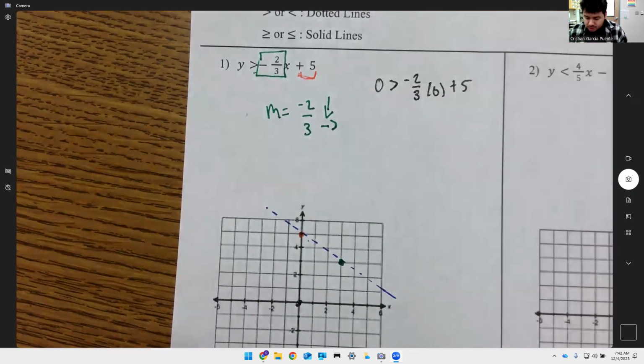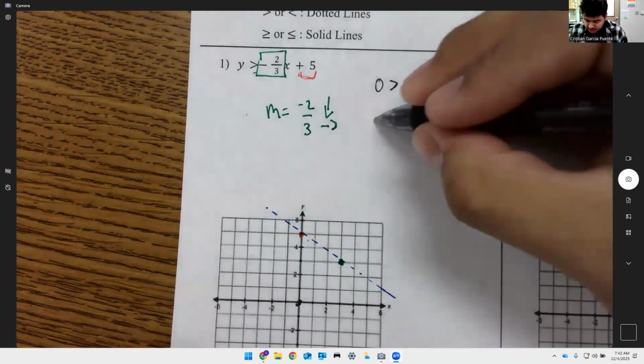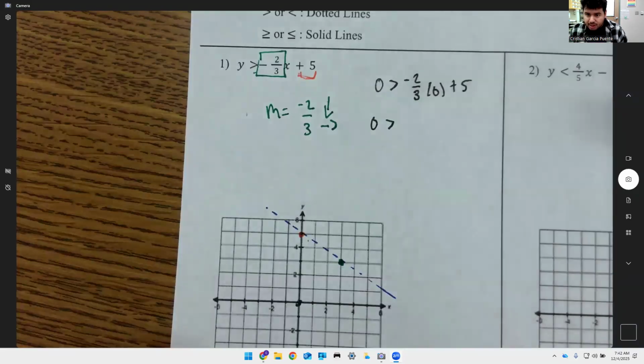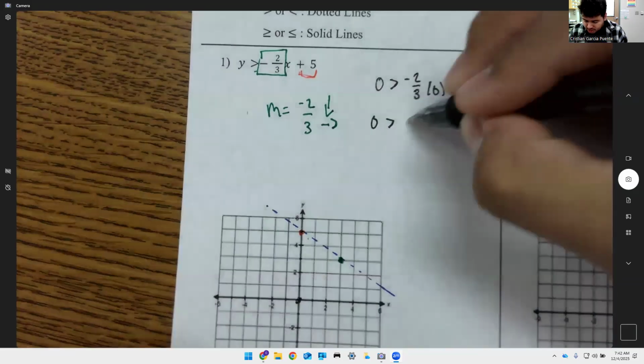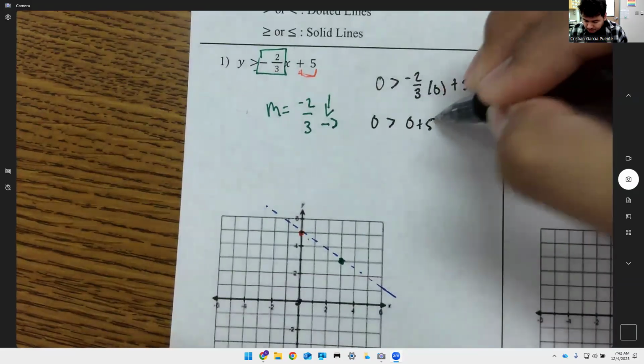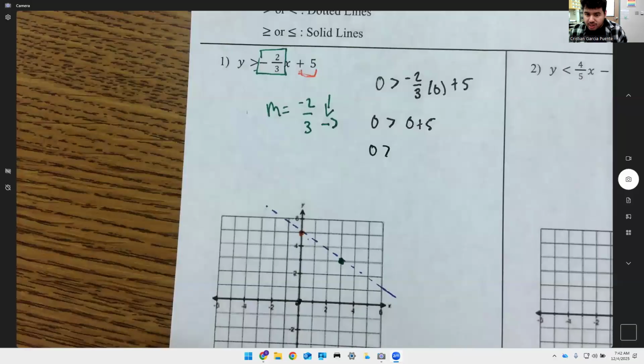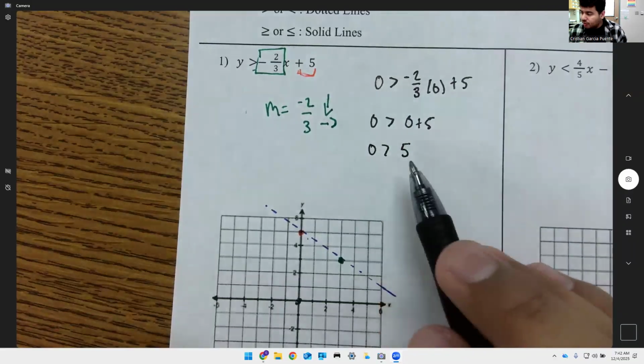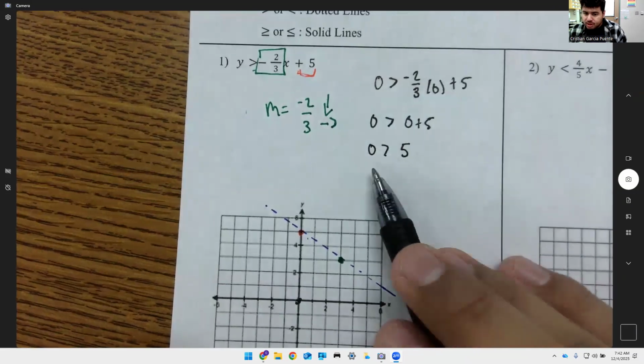And then we simplify. So over here on the left, 0 is just going to stay the same. The symbol is going to stay the same. And now what's 0 times anything? Just 0. So this is just going to be 0 plus 5. And then over here, what's 0 plus 5? That's just 5. And now, is this true? Is 0 bigger than 5? No, 0 is not bigger than 5.